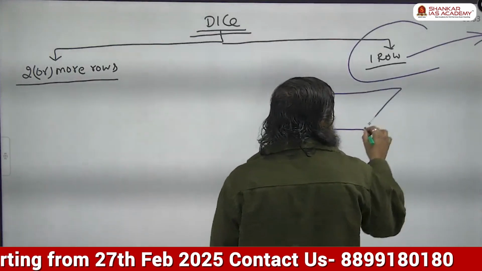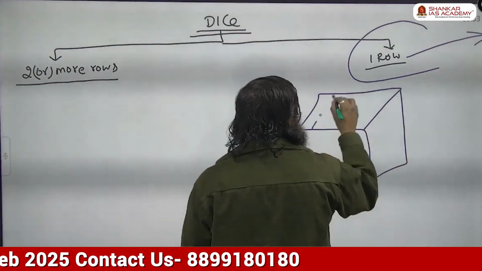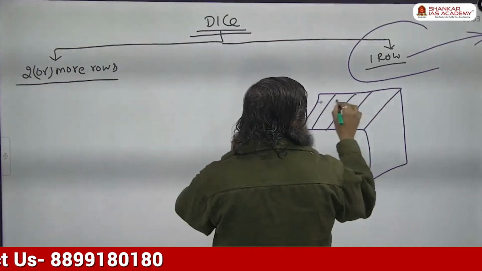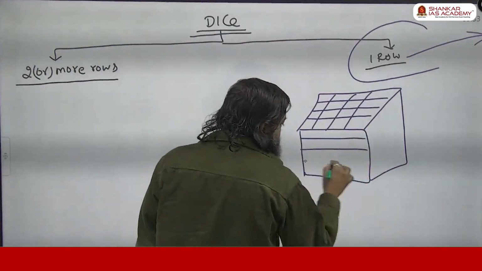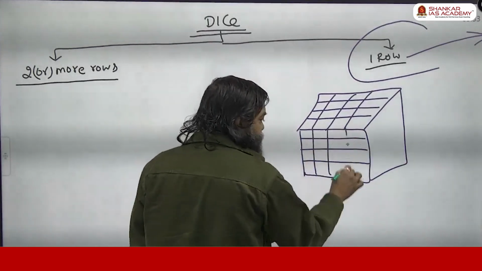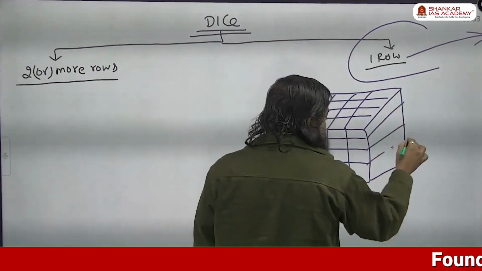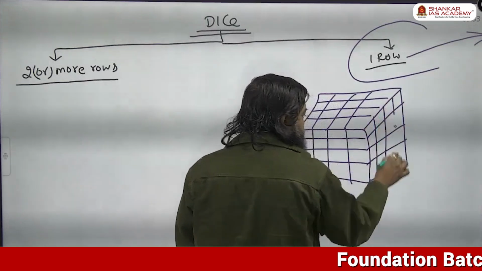Bigger piece or smaller piece? 6 sides are there. Remember? Bigger piece or smaller piece, it has how many sides? 6 sides.